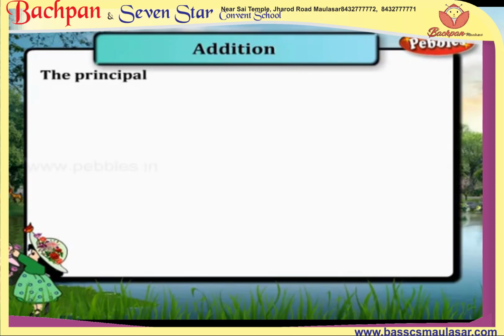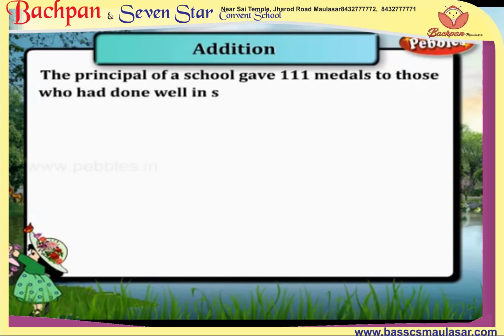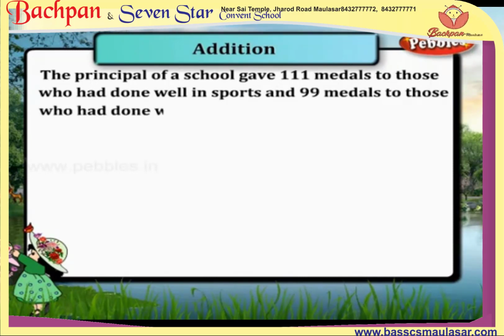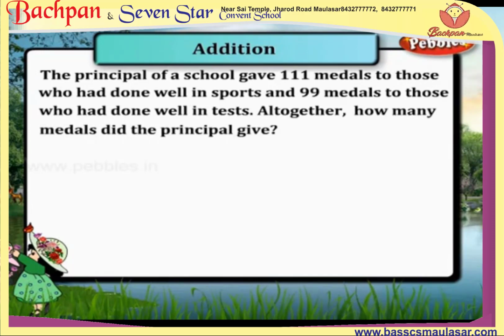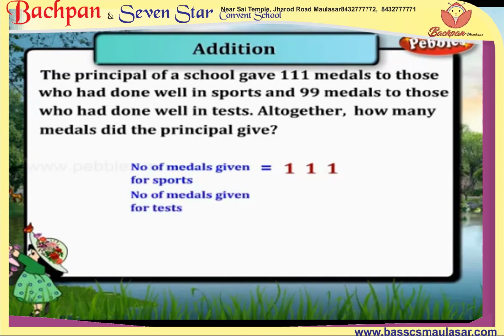The principal of a school gave 111 medals to those who had done well in sports and 99 medals to those who had done well in tests. Altogether, how many medals did the principal give? Number of medals given for sports is equal to 111. Number of medals given for tests is equal to 99.